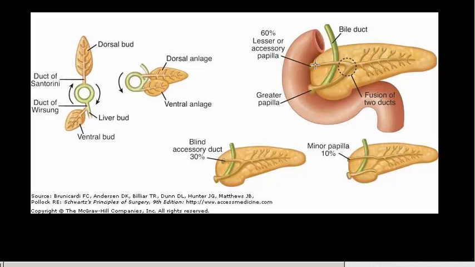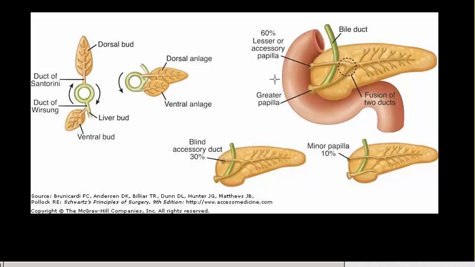In 60% of cases we have two ducts, the lesser or accessory duct and the greater duct. Okay, and both of them will discharge into the duodenum. In 30% of cases, the accessory duct will be blind. It will not be in use. We only use the Wirsung duct, which is the continuation, the baby of the ventral bud.